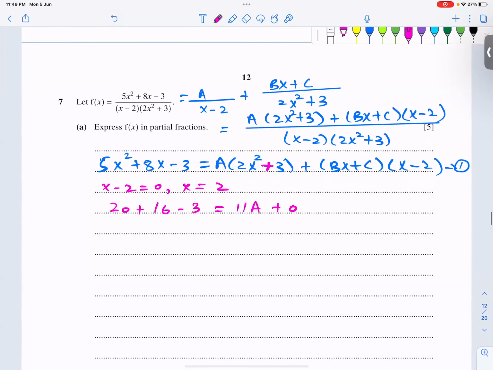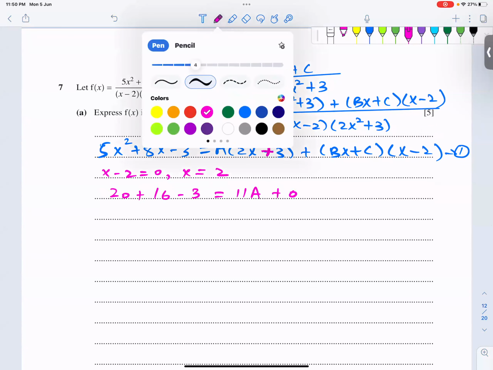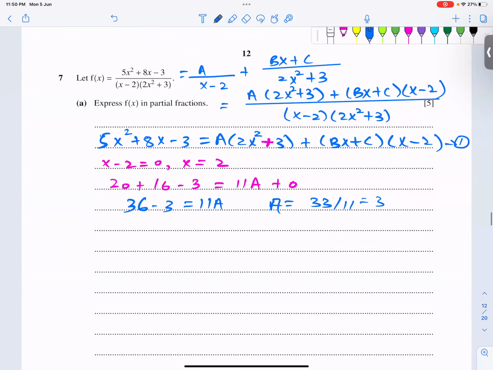So 20 plus 16 minus 3 will be just 36 minus 3 is equal to 11a. So a is equal to 33 over 11, that is just 3.